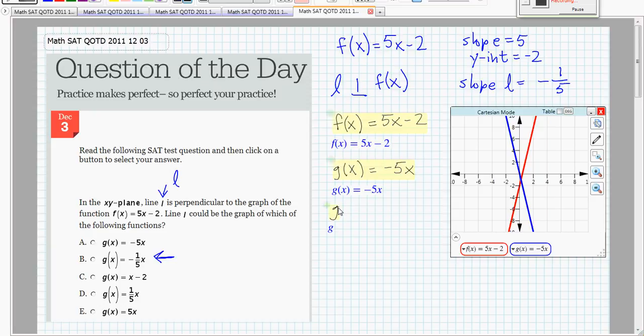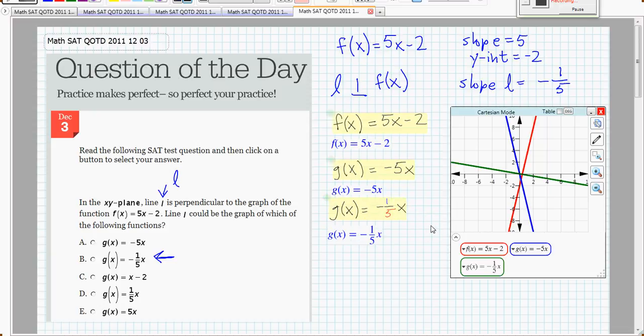So let's try the answer that I think is the right one. G of x equals minus 1/5 times x. Plot that one. The green line looks like it meets the red line perpendicular at a right angle. Well, let's check the last three answers.